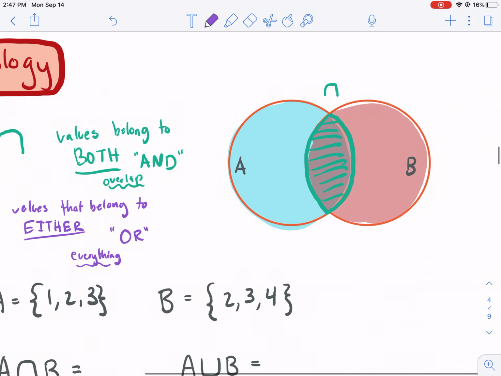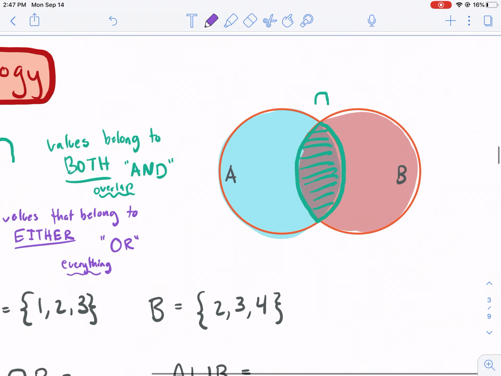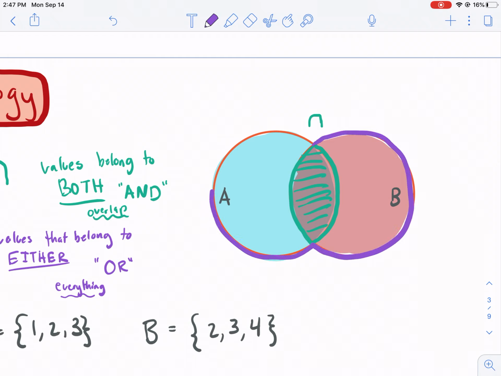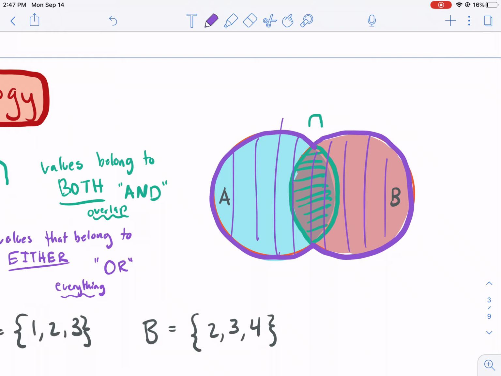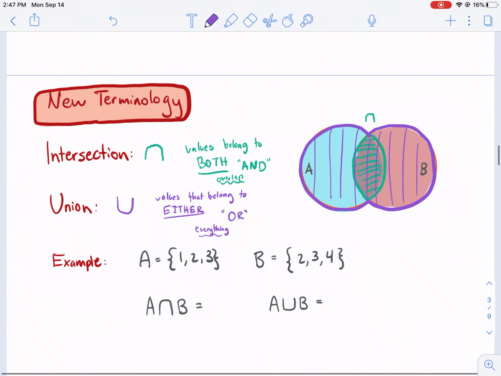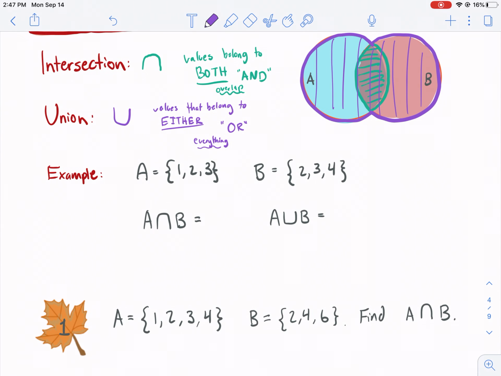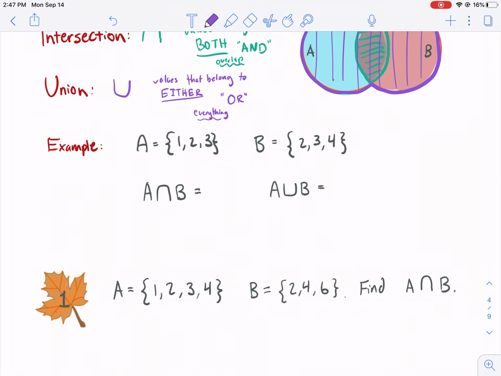So if we're talking about the union here, union is going to be everything that's in either A or B. So our union would be everything that's in that, and that would be our union. Now, let's put this into example. We see a Venn diagram here. Let's see an example with actual sets.